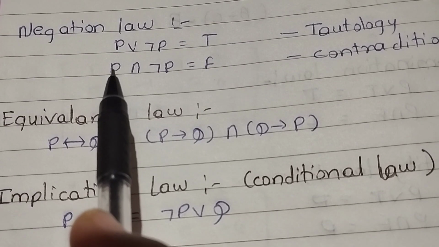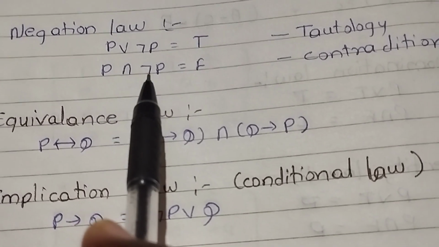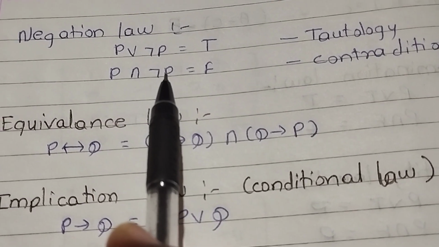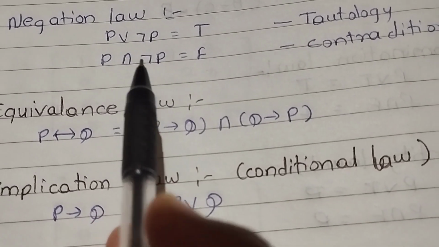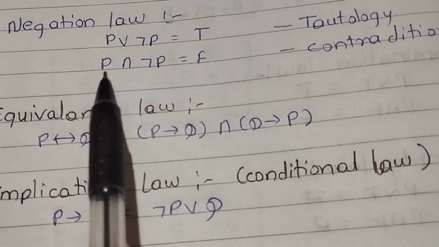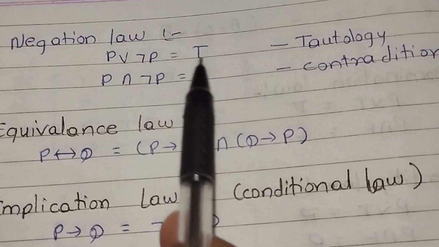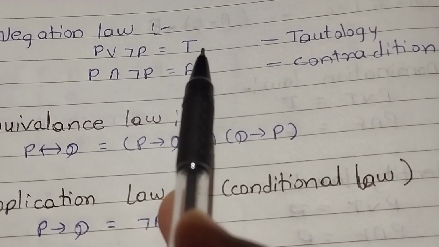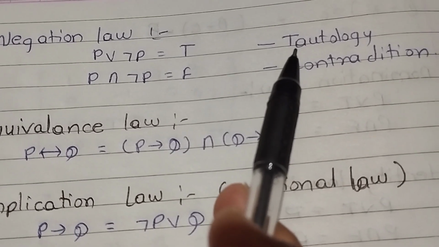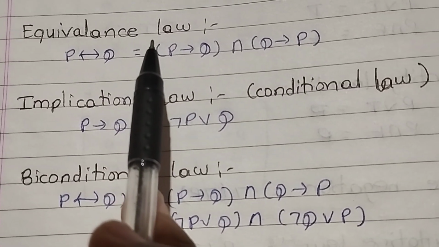Same here, if we put P as T, then T and F, because negation of T is F, so T and F is equal to F, because we know T and T is equal to T, otherwise all are F. So if the result is F, then it is a contradiction, and if the result is T, then this is the tautology. Now the equivalence law or biconditional law.